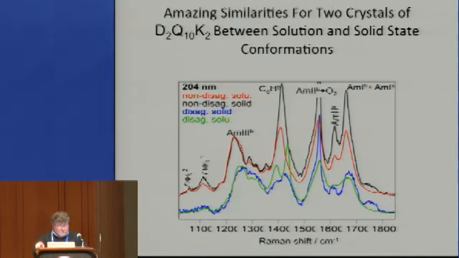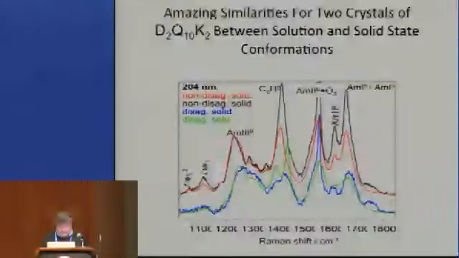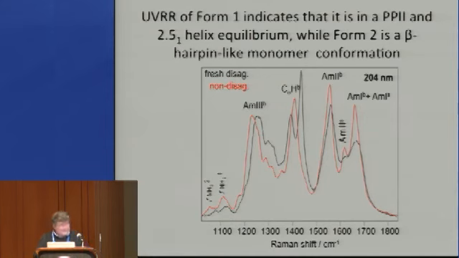Although, if you abuse the beta hairpin, you can get it to fibrilize. If you start getting it to fibrilize at the early stage, you can take a little bit of it and put it in the PP2 2.51 solution, and you will initiate fibrillization. So those are just facts. This just restates what I said. Form 1 is in a PP2 and 2.51 helix, while form 2 is a beta hairpin.